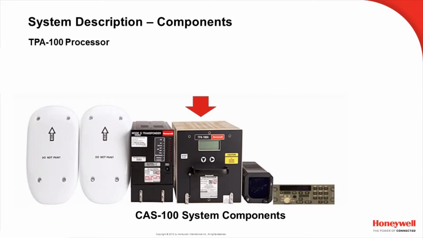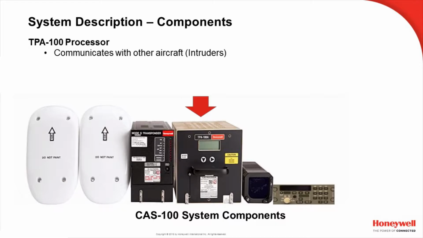The TPA-100 processor is part of the TCAS system. You can see the TCAS system in the diagram includes two antennas, Mode S transponder, of course the processor, and then an array of display or control devices depending on your aircraft.